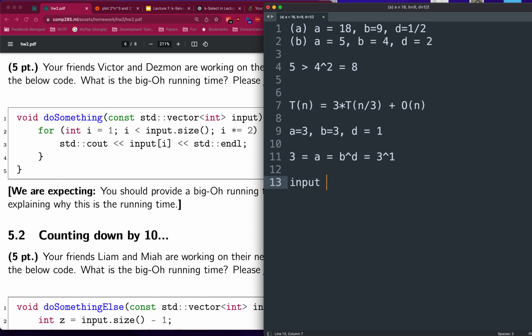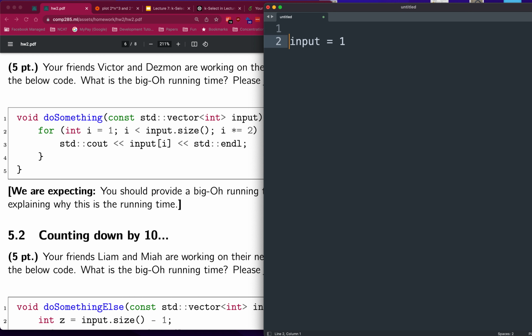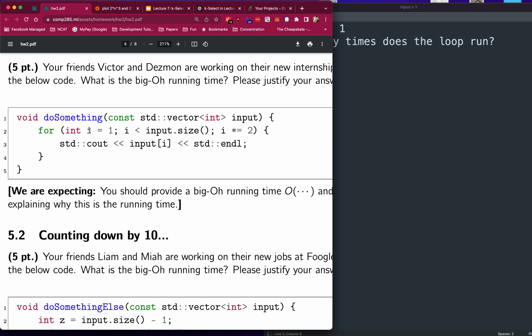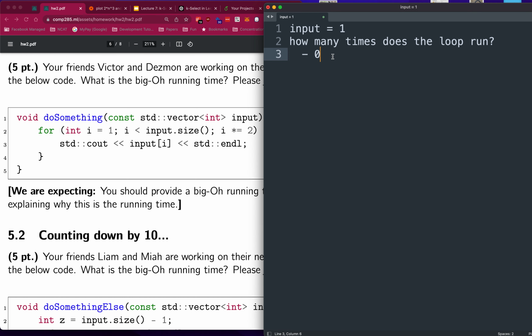So if my input is of size 1, how many times does the loop run? Answer? 0. Because you'll notice we start i equals 1, but i is not less than the input size. So it actually runs 0 times. So let's try a few more examples. If my input is of size 2, if my input is of size 4, if my input is of size 8, and if my input is of size 16.